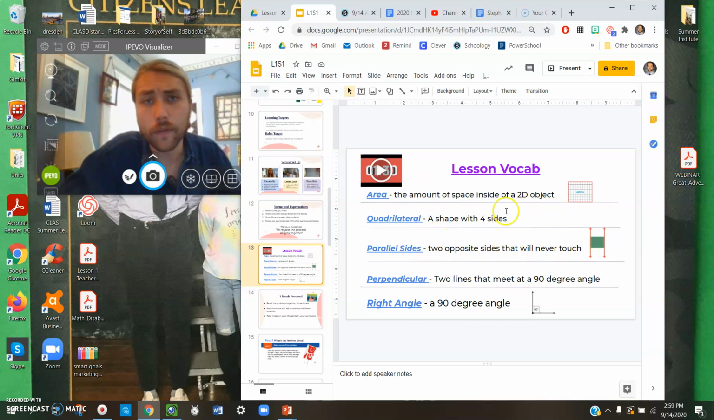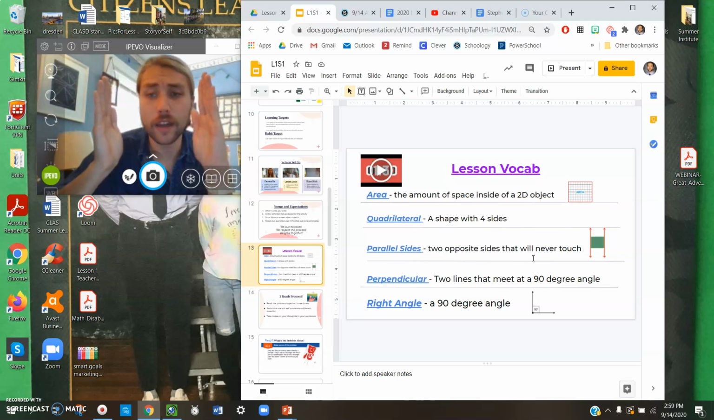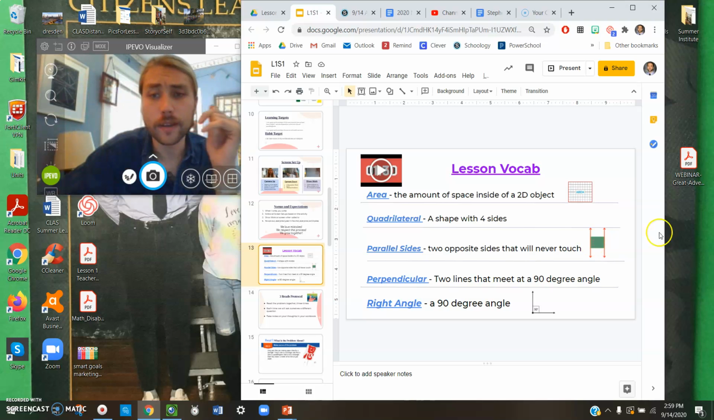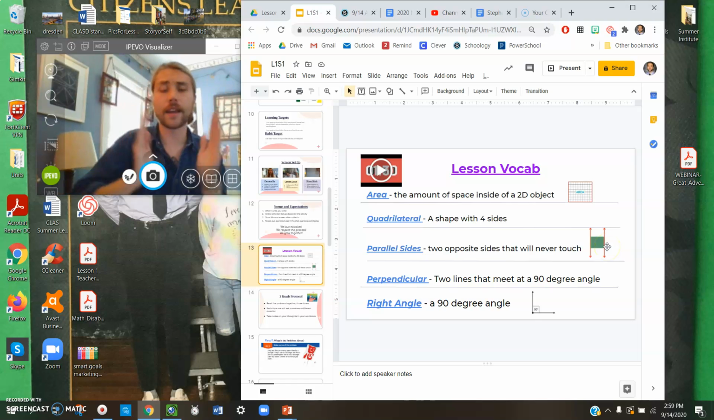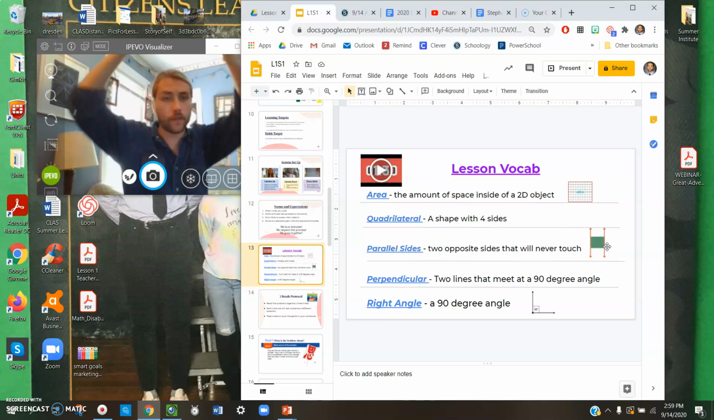Quadrilateral is any shape with 4 sides. We'll be working with a lot of quadrilaterals this week. Parallel sides are 2 opposite sides that are across from each other that never touch. So you can see in the image with the arrows that is saying that if those lines were to actually continue on forever, they would never touch each other.